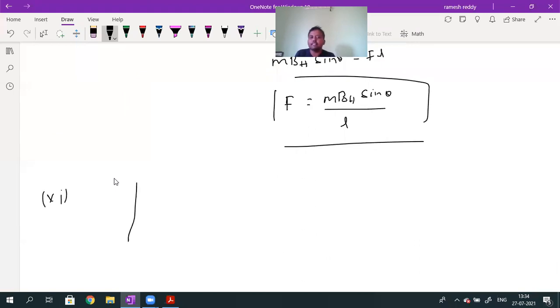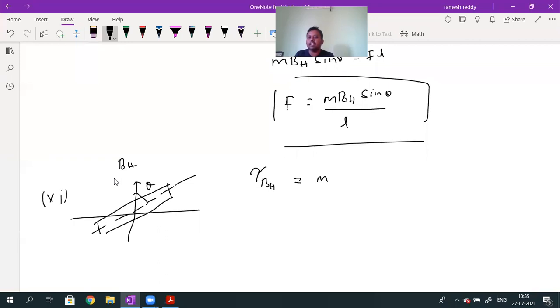Bar magnet is there, and its magnetic moment is making an angle theta. The horizontal component is BH. When it is making an angle theta, now I don't want it to rotate. What is the torque acting due to the horizontal component? Torque acting due to the horizontal component is given by M into BH into sin theta.